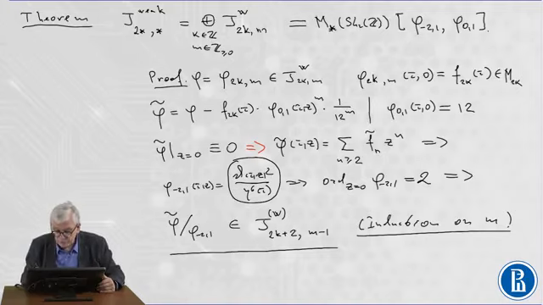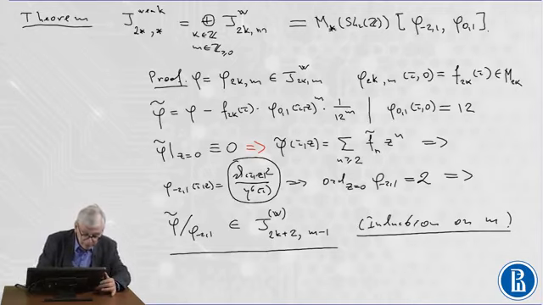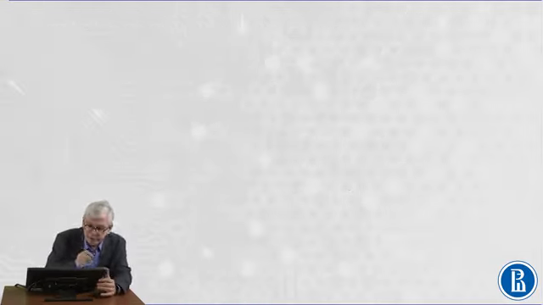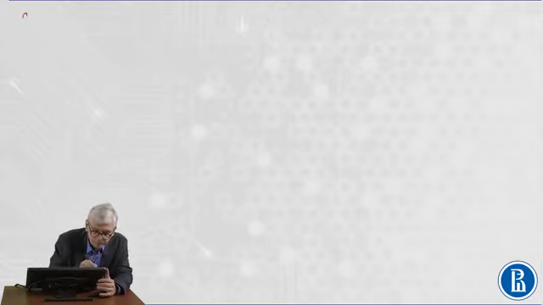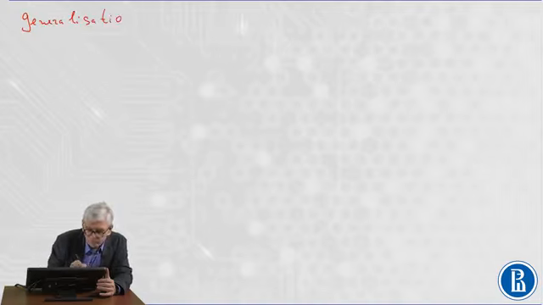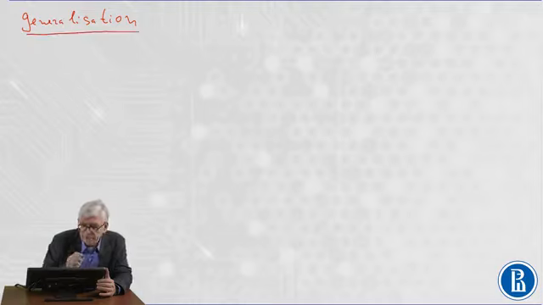And using our results, you can try to generalize this theorem of Eichler-Zagier to the case of Jacobi forms in many variables. So, a generalization of this theorem.